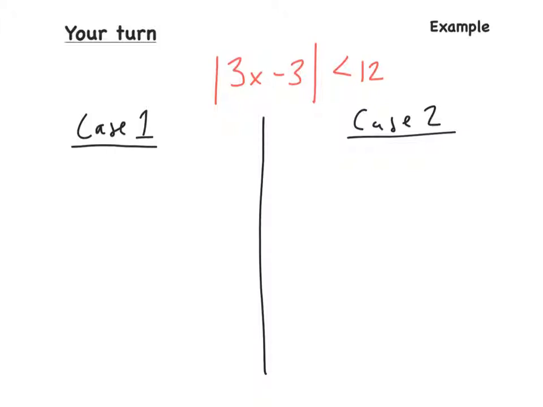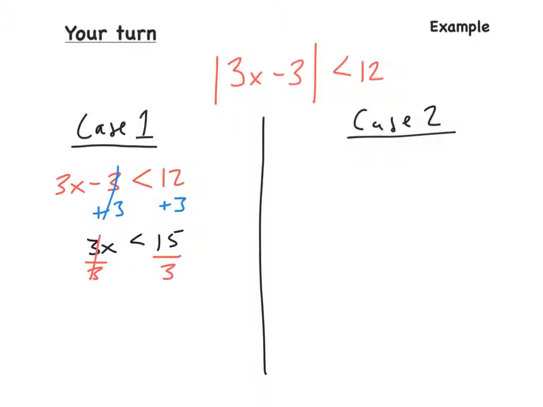Alright, so first case, remember, solve it just as you usually would. So we have 3x minus 3 is less than 12. Alright, to get x by itself, first thing, add 3 to both sides. So we have 3x is less than 15. To get x by itself, divide by 3. Divide by 3. So x is less than 5. This is case number 1.